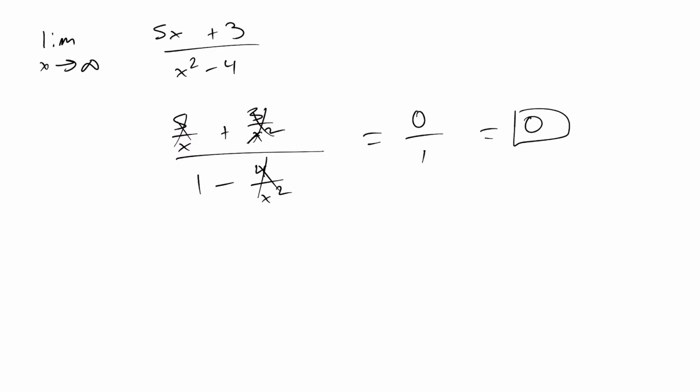If there's a higher degree on top, the limit is going to be greater than or equal to infinity. And if there's a higher degree on the bottom, the limit is going to be equal to 0. And be sure to always factor out or divide by the highest power to simplify.